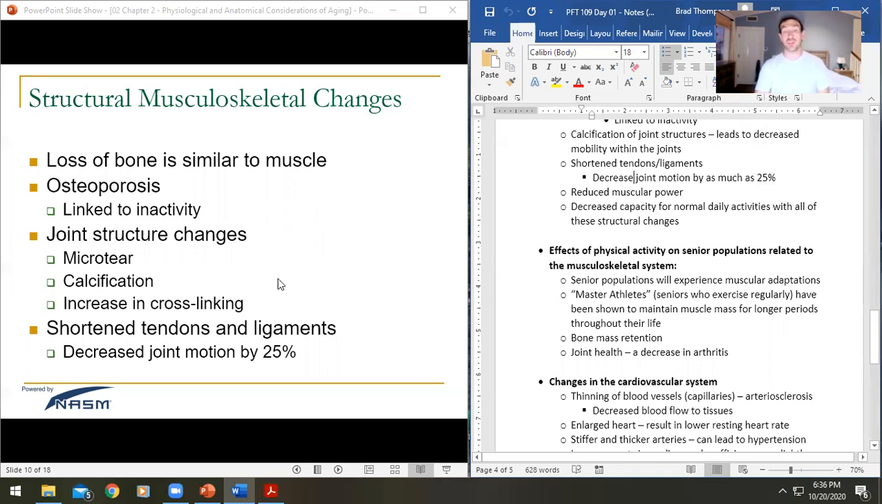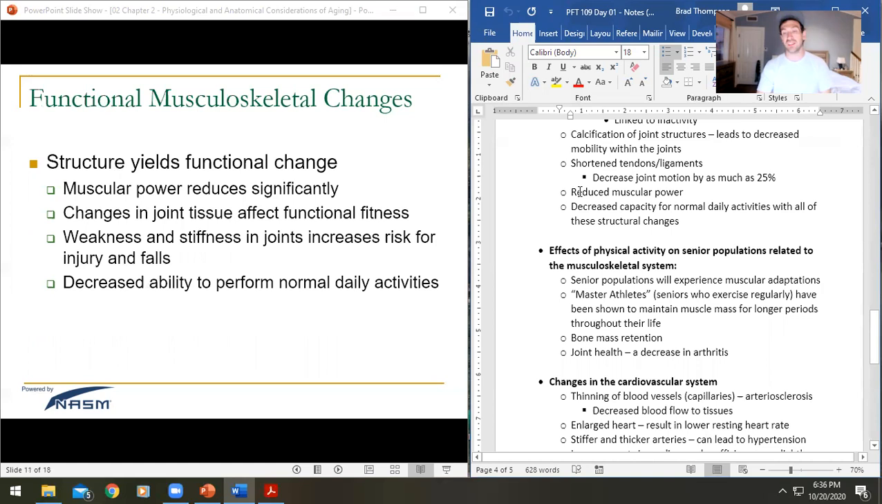A reduction in muscular power. This one makes a lot of sense when, again, you consider the fact that we see less type 2 muscle fibers. And we'll see a decreased capacity for all of the normal daily activities.